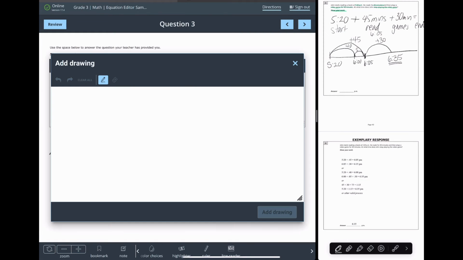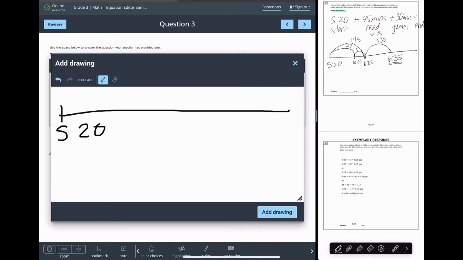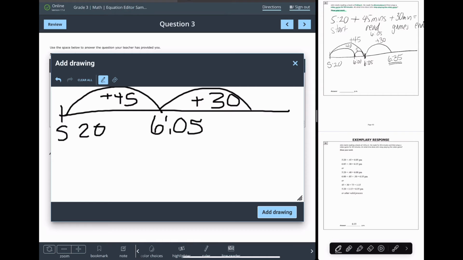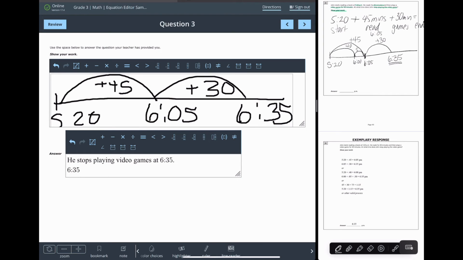So here's one thing you can do. I can draw my number line and do 5:20 and write plus 45 is equal to 6:05. It's hard to draw the dots, so just so you know. And plus 30 minutes is 6:35. I can do that and that shows my work.